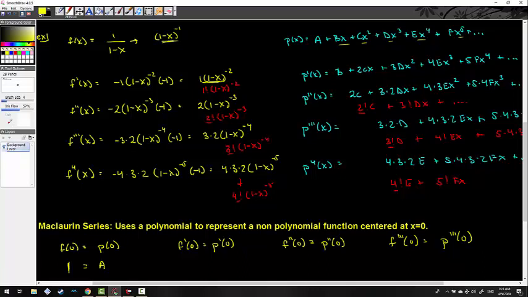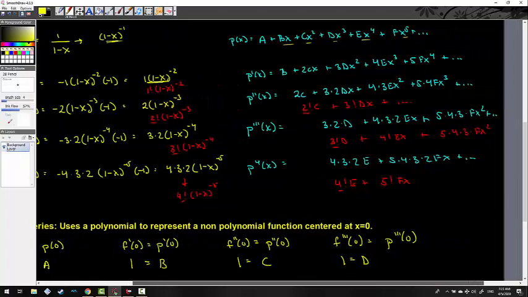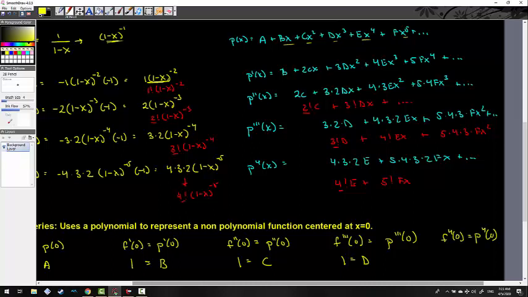If I do the same thing for p prime and f prime, if I let f prime of 0 happen, I get 1 again. If I let p prime of 0 happen, I get 1 equals b. And if you want to pause and beat me to it, you'll see that 1 equals c, 1 equals d, and even down the chain, if I do my fourth derivative, I'll get f fourth derivative equaling the fourth derivative of p. You'll get 1 equaling e.